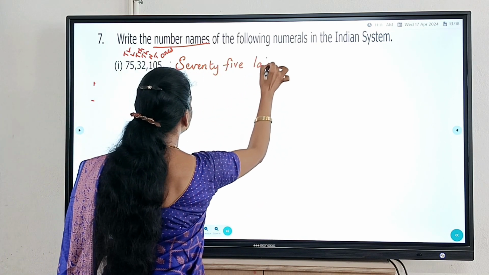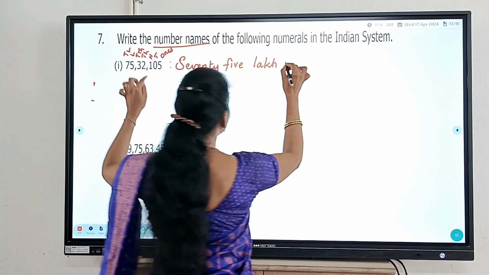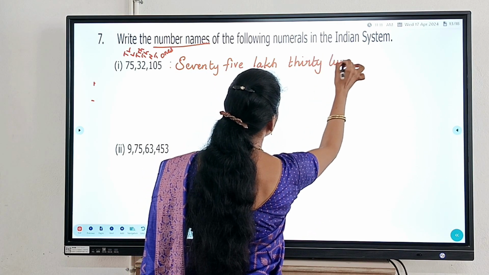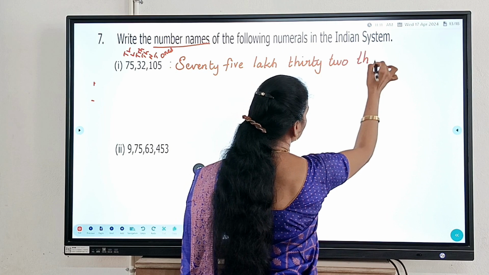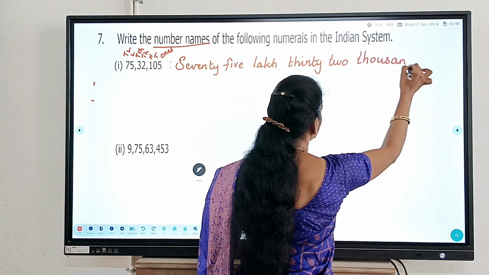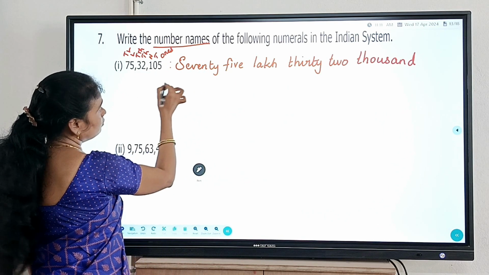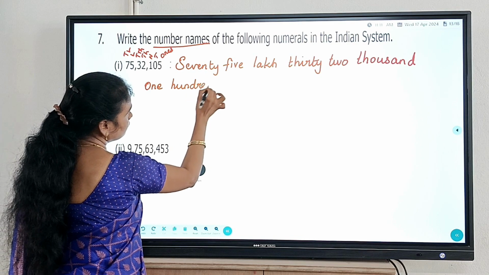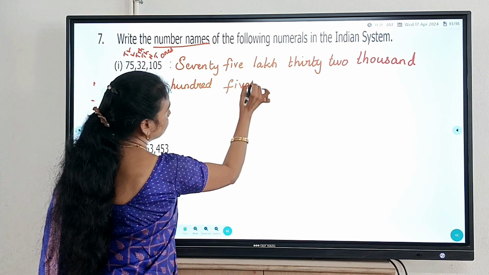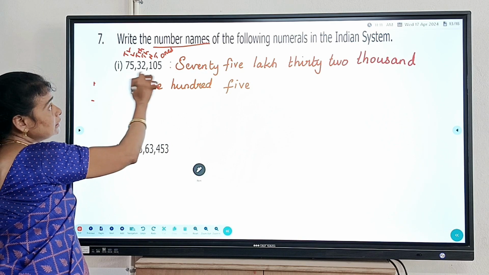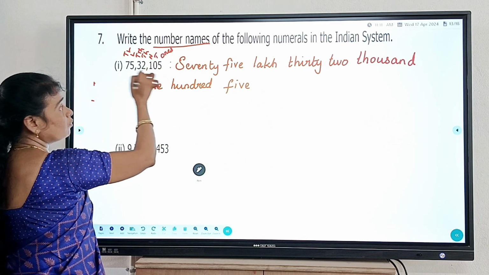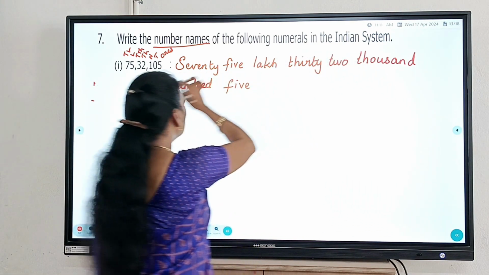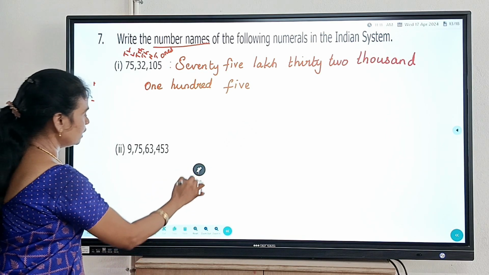75 lakh, then 32,000, then the last group 100, 5. Okay. So this number, you have to write the number name of this number. So it becomes 75 lakh 32,105. Shall we write the next one?